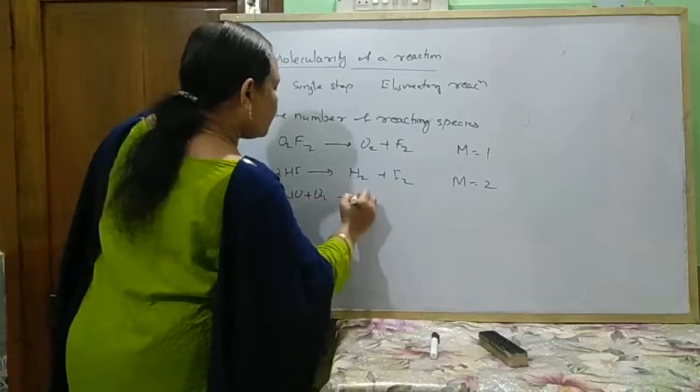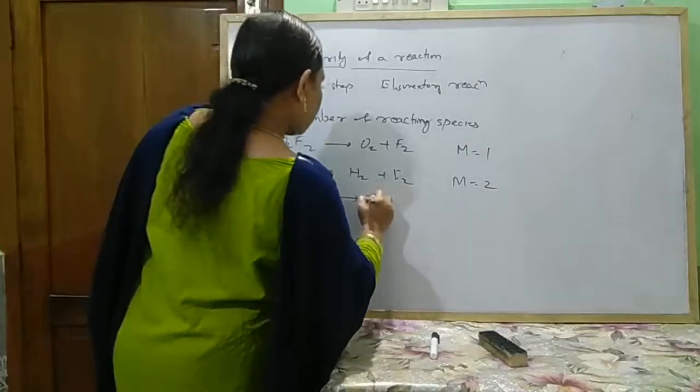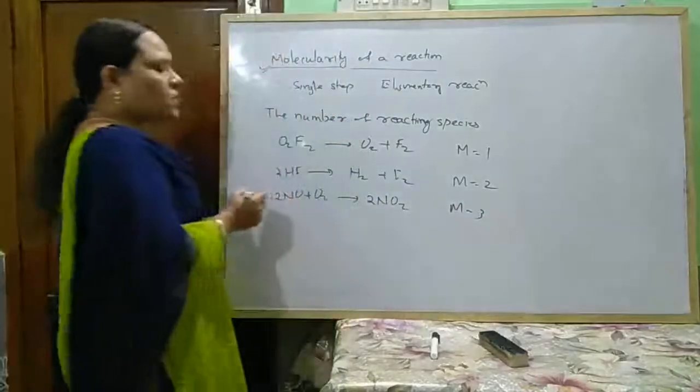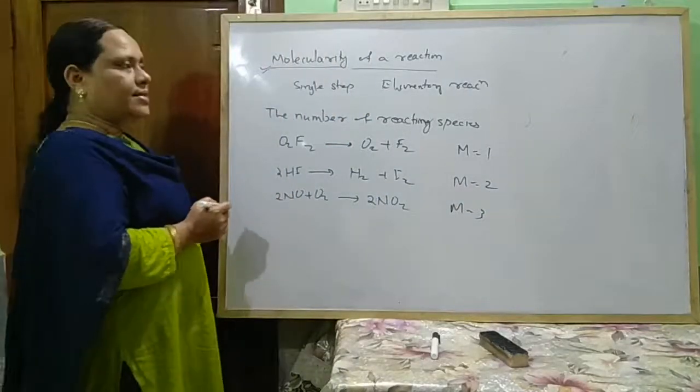2NO plus O2 gives rise to 2NO2. Molecularity is 3, also known as a termolecular reaction.